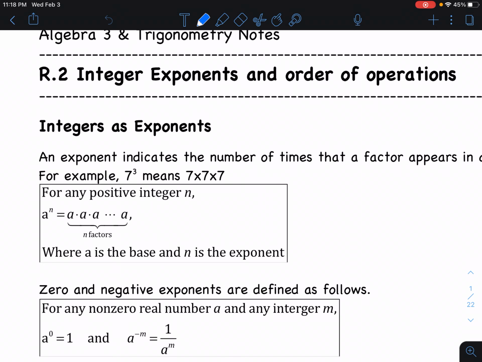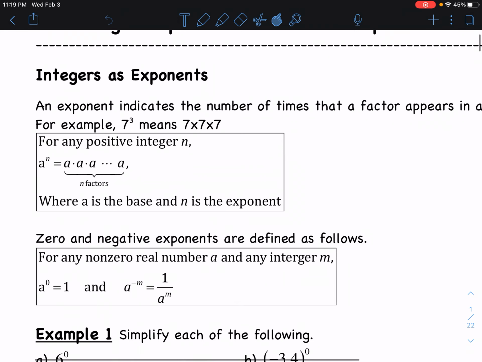And there's a rule, this is what we call an abstract rule, in this box here. A to the power of n just means it's a times a times a, where a occurs n times. We call a the base and n is the exponent.